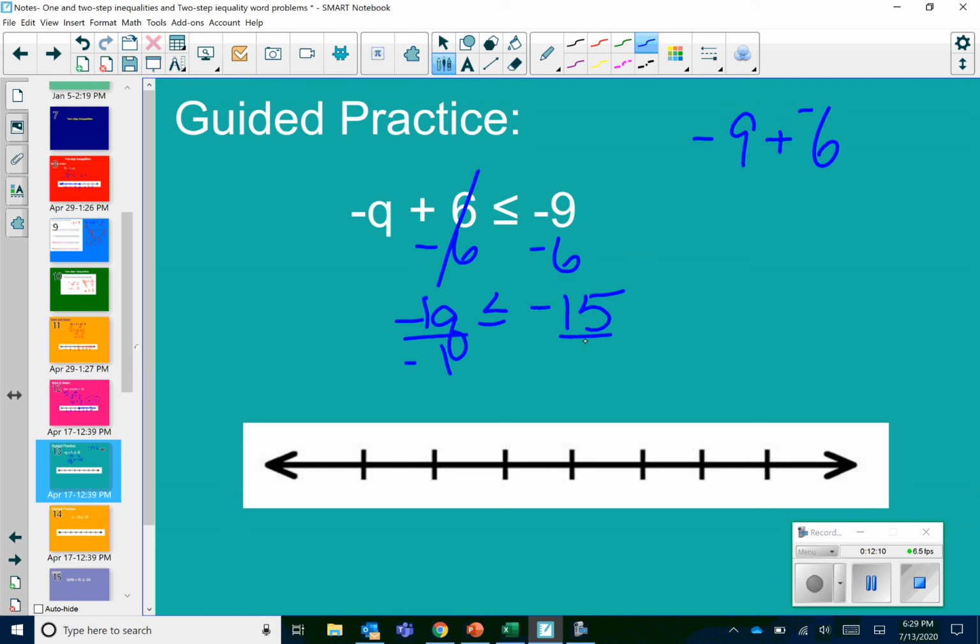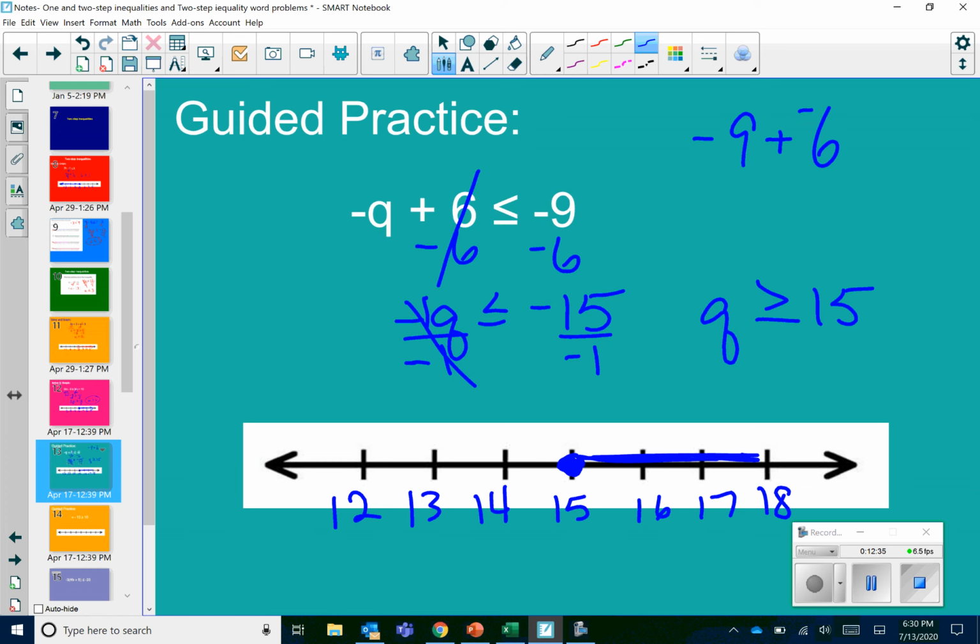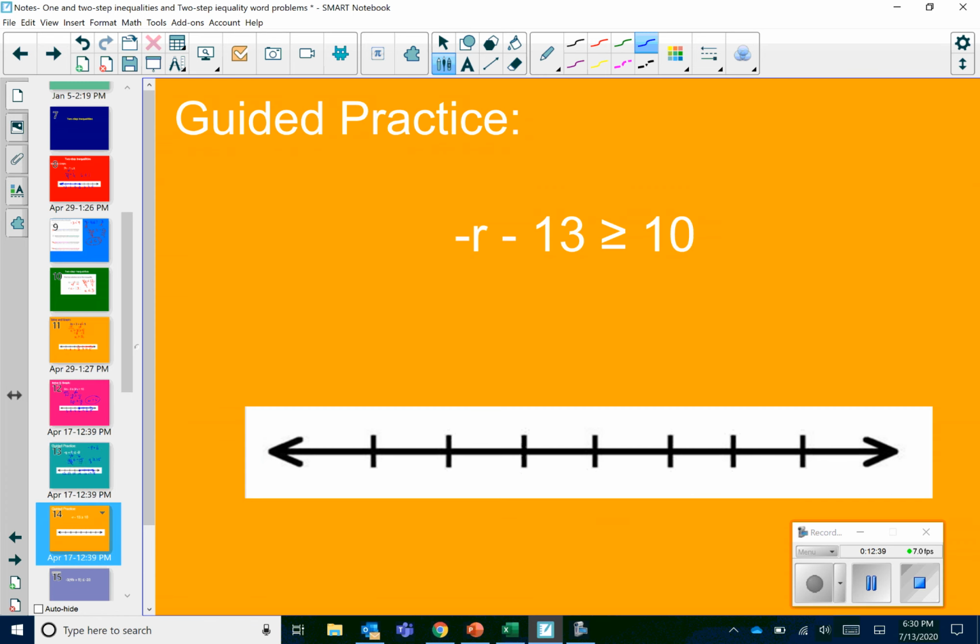So we're just going to divide through by negative 1. I am dividing by a negative, which means that my symbol is going to flip. And then a negative divided by a negative is a positive. So let's put 15 in the center. And we're going to have a closed circle at 15. And since q is greater than or equal to, we're going to go to the right. These do get easier the more that you do.